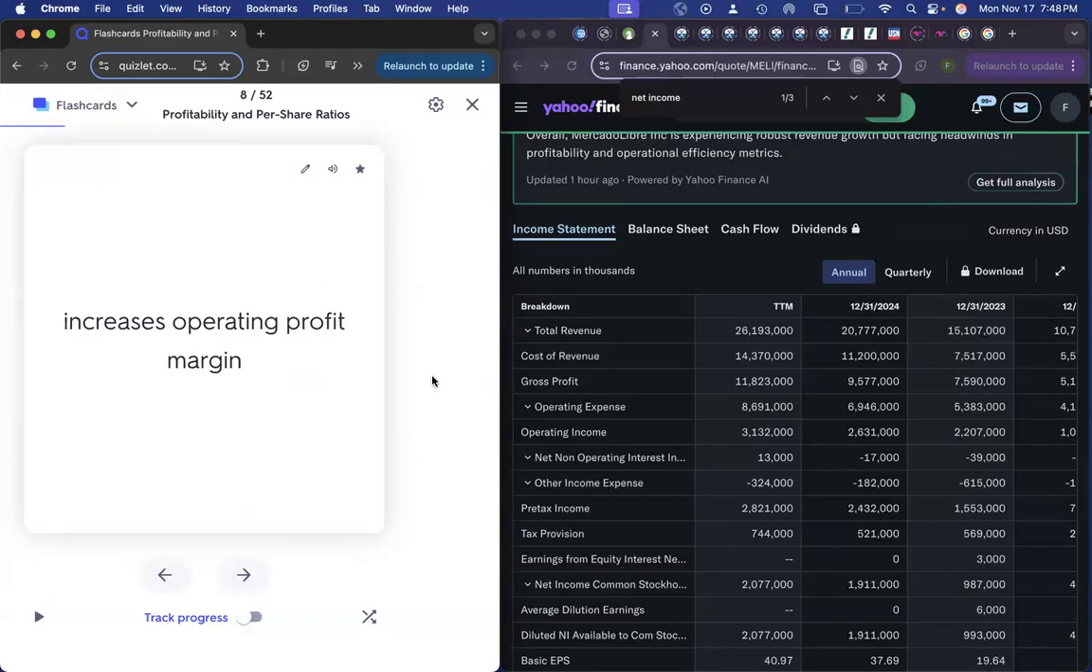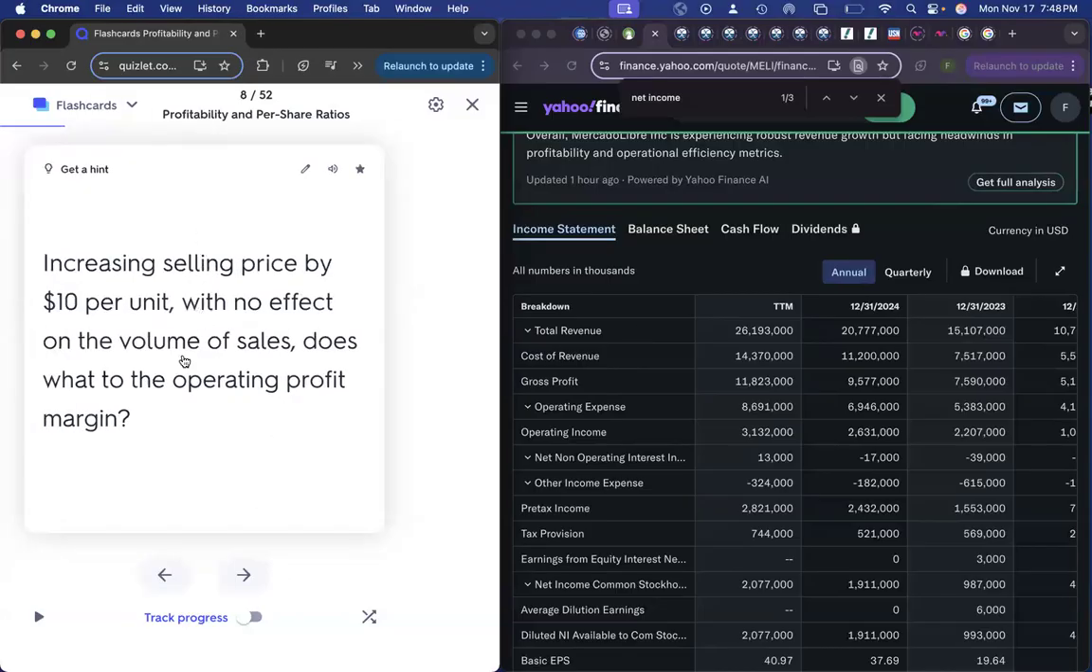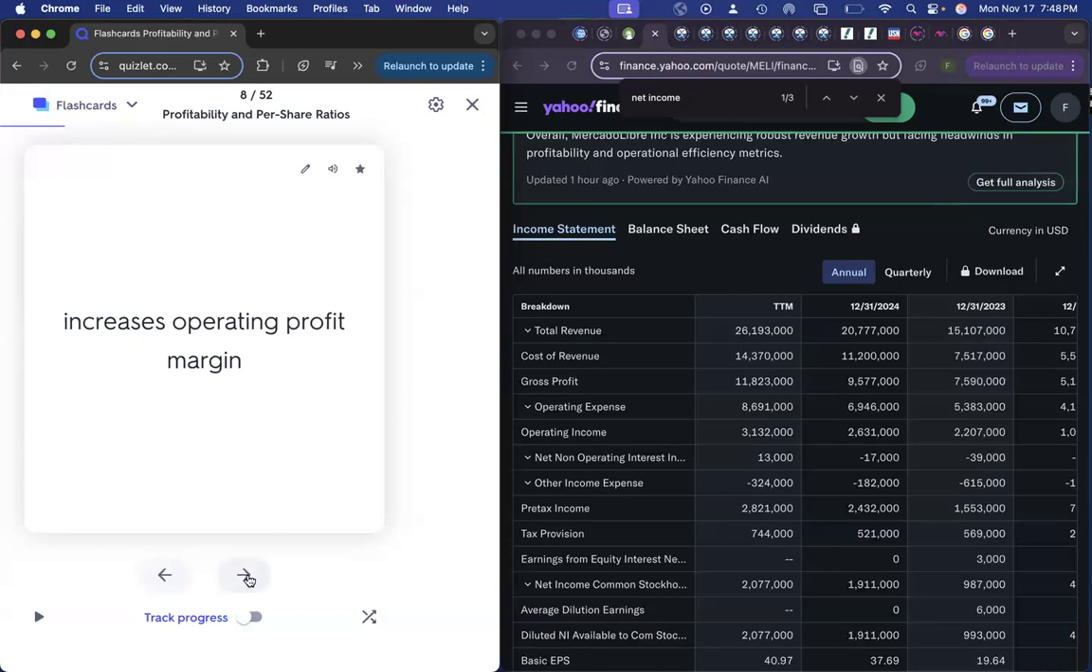So yes, total revenue will increase as well, but the selling price is increasing and cost is not changing at all. So operating income is going to increase as well, and probably by a bigger margin than revenue is. That's why it increases.